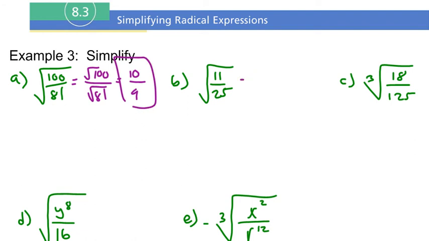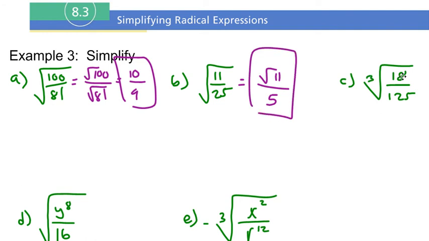Now there's that answer right there. This next one is the square root of 11 over the square root of 25. We don't have a nice way of taking the square root of 11, so we have to leave it as radical 11. However, we can take the square root of 25, which is 5. We're going to leave it just like that.